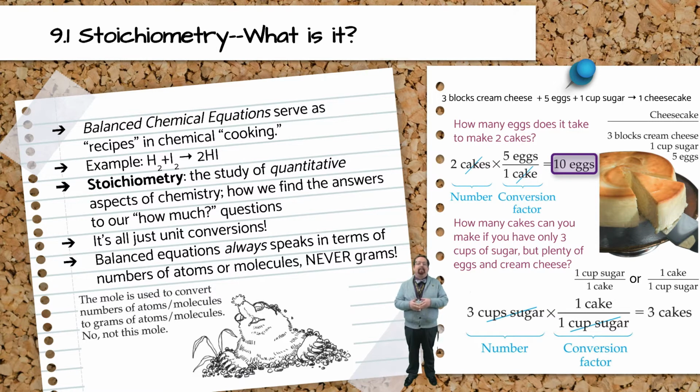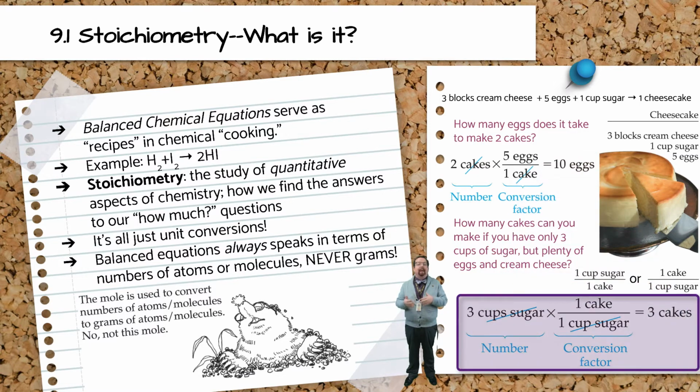The nice thing about this method is that we can use it to convert any reactant to any product. Say I only had 3 cups of sugar. How many cakes would I make with that? Start your problem the same way, but this time use a conversion factor that takes you from sugar to cake.